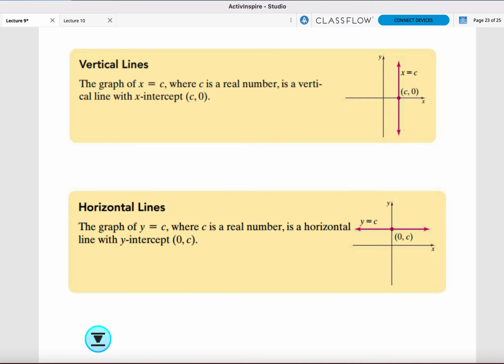All right, vertical lines. The graph of x equals c, where c is a real number, is a vertical line with x-intercept c, 0. Horizontal lines: the graph of y equals c, where c is a real number, is a horizontal line with y-intercept 0, c, right here. So go ahead and pause this, and write these 2 properties down into your notebooks.